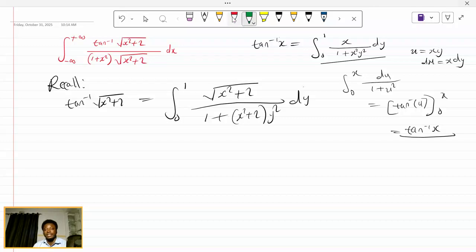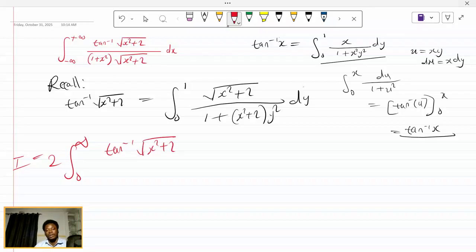So this integral here is our integral I. We can take this as twice the integral from 0 to infinity, because this is an even function. It doesn't matter whether x is positive or negative, it is still going to be the same expression. So we have twice the integral from 0 to infinity of tan inverse of square root of x squared plus 2, all divided by 1 plus x squared, then square root of x squared plus 2, dx.